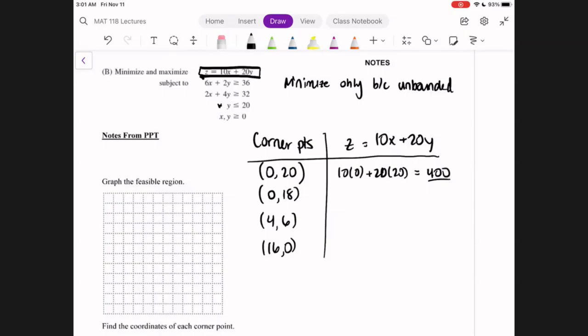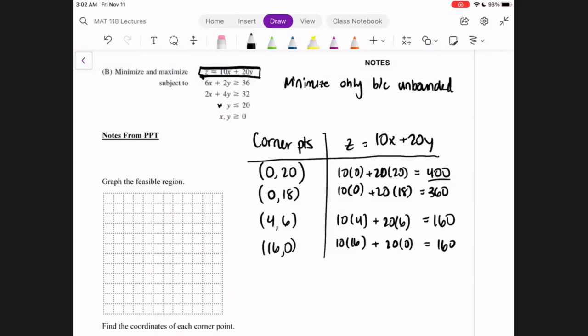Okay. The next one is 10 times 0 plus 20 times 18. This would be 360. The next one would be 10 times 4 plus 20 times 6. So that would be 200. Oh, not 200. 160. And then the last one, 10 times 16 plus 20 times 0 would equal also 160.